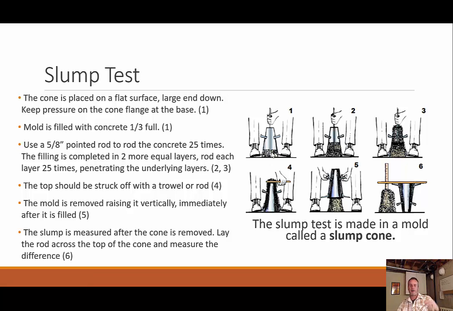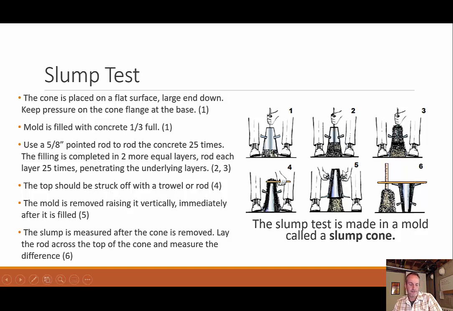You take this 5/8 inch pointed rod and 25 times you tamp it down, and this is really regulated. You do exactly 25. Then you pour in another third, and then you tamp it down another 25, and you try not to go into that lower layer, so you only do 25 for that second layer. Then you do it again for the third one, bringing it to the top, and it'll overflow a little bit. So you strike it off with a trowel. You're just scraping off that top part.